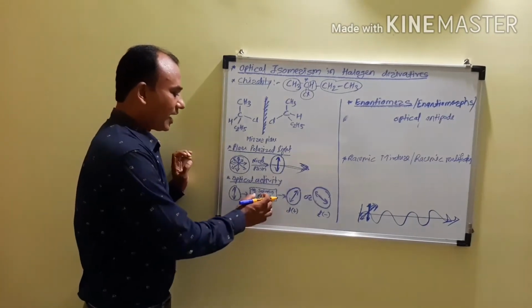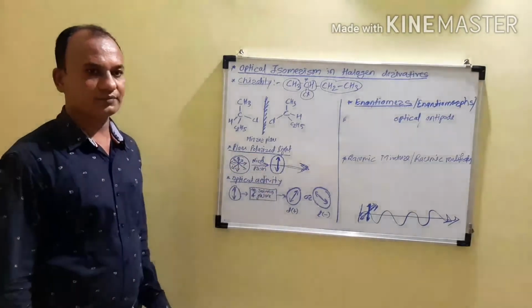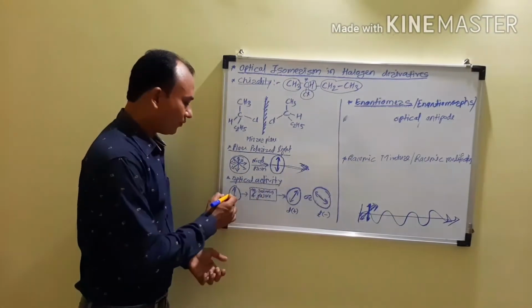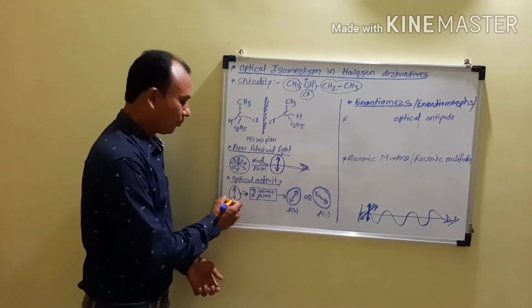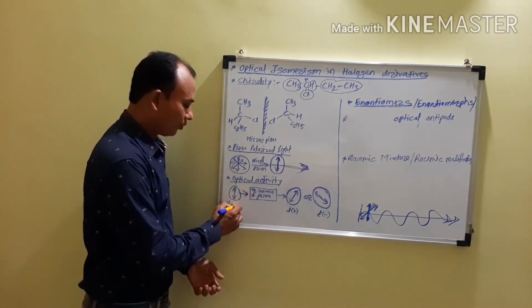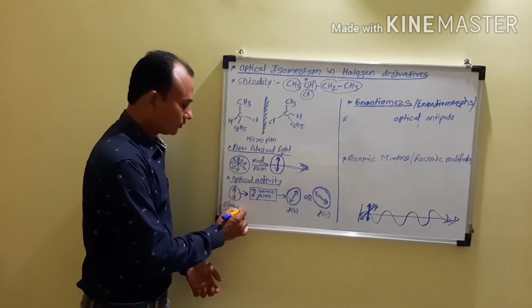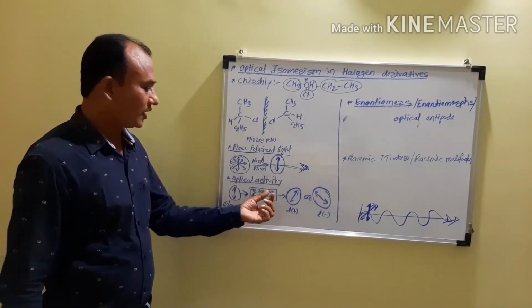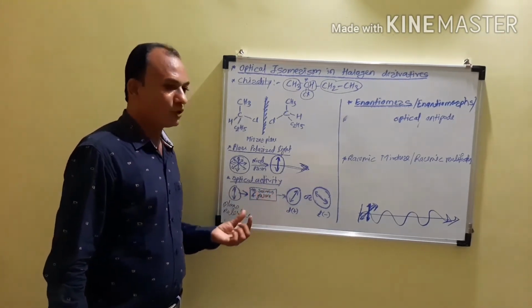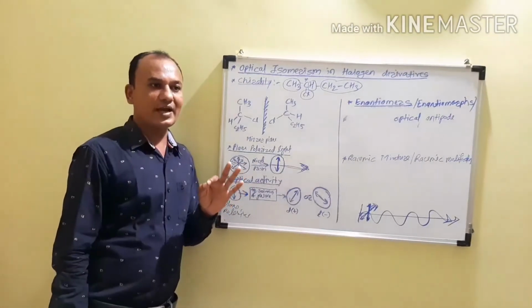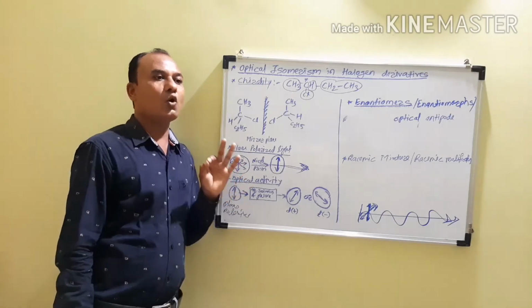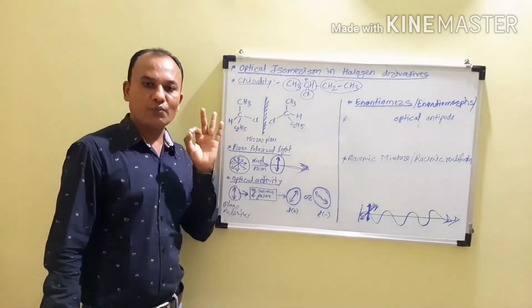I am taking an aqueous solution of glucose. In a container I am taking an aqueous solution of glucose, and through this I am passing plane polarized light. This is the plane polarized light, and when I am passing the plane polarized light, I find that this aqueous solution of glucose has chiral carbon atoms, and therefore it is an optically active molecule.